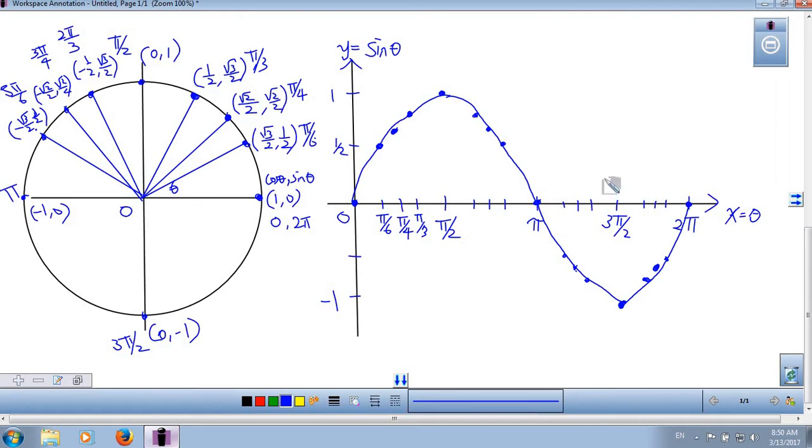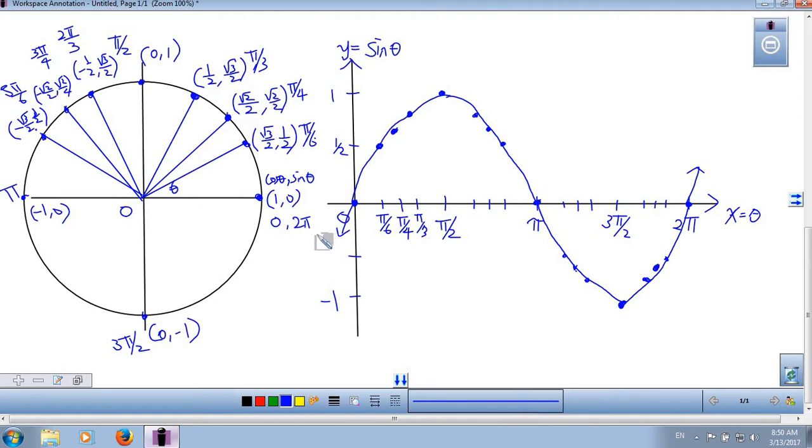So after 2 pi, we basically start over again. You can imagine taking this whole function and drawing it again over here. So the function will keep going. Okay, let's draw an arrow. This will keep going. And what about before 0? Before 0, you will do the same thing.